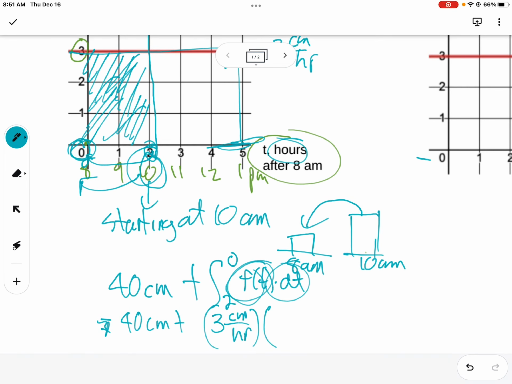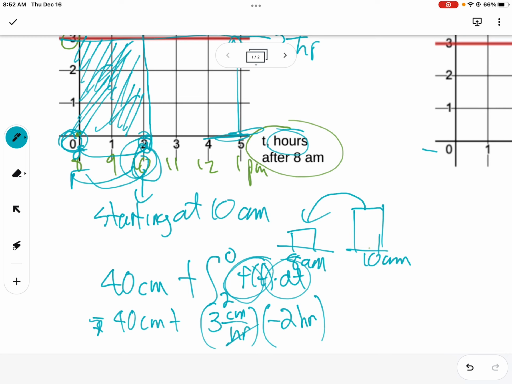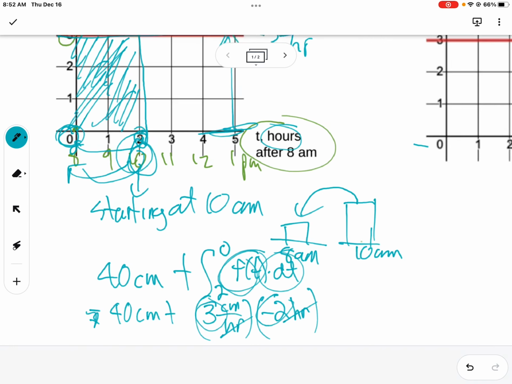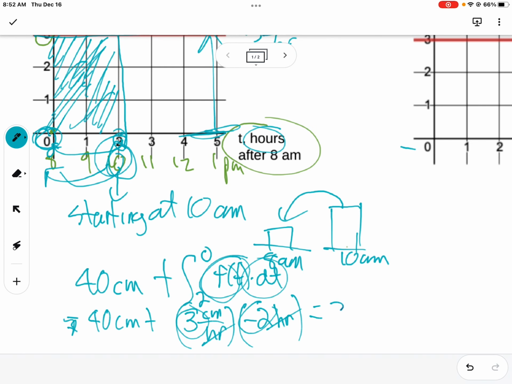And I need to multiply that by dt, which is delta x. And delta x is going to be negative because I'm going from 10 a.m. back to 8 a.m. So that's going to be negative 2 hours. So unit-wise, those units divide out, and I'm left with 40 plus 3 times negative 2. Well, what's 3 times negative 2? Negative 6. 40 minus 6 is 34 centimeters of snow. Okay, 34 centimeters of snow.